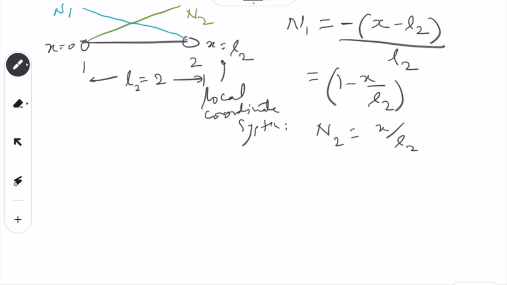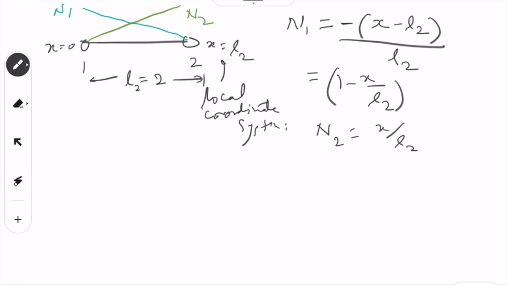Either you can do it like this or you can derive it. You know that N2 is 0 at x equal to 0, so you just write x here, and you know that N2 is 1 at L2, so you have to divide by L2, so you get N2. Like that also you can consider. So we got the shape functions for this two-noded element.